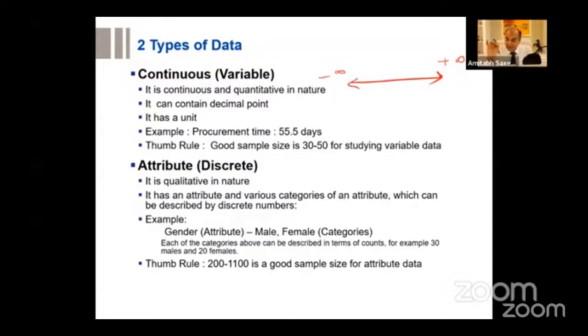Okay, so there are two types of data: continuous data and attribute data. Continuous data can be represented on a number line. It can take a decimal place, like 55.5 days. And it will also always have a unit. Please remember the simple technique to identify whether data is continuous or attribute.